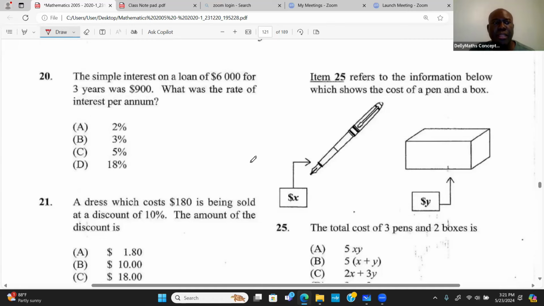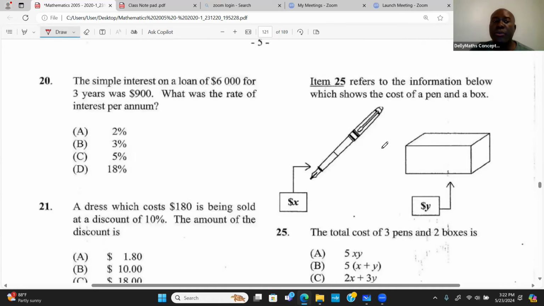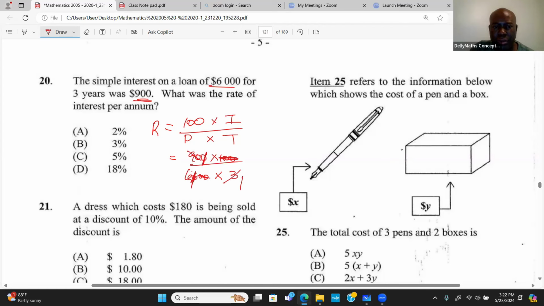All right, let's go to question 20. The simple interest on a loan of 6,000 for 3 years was 900. What is the rate? The rate can be found by taking 100 and multiplying this by the interest, divided by the principal times the time. Context for the question, the principal was 6,000, the interest was 900. So multiply that by 100, and then over 6,000 times 3. Let's do some canceling. The two zeros from the 100 will take two here. One from the six, take one here. Three into itself is one. Three into 90 is 30. So what I'm left with is 30 over 6, and that is 5. What is the rate? It's going to be 5% per annum.